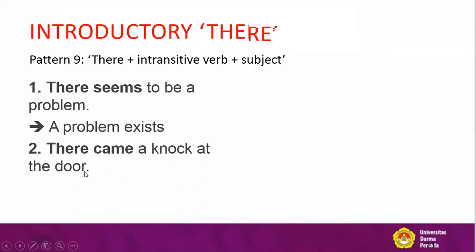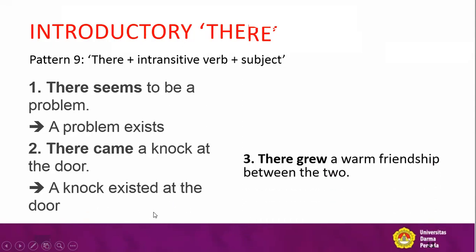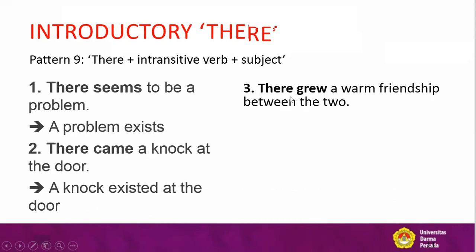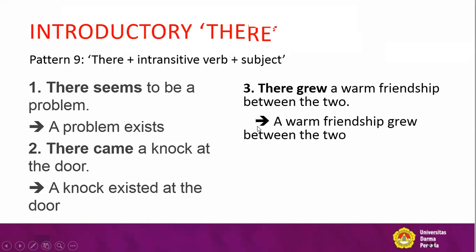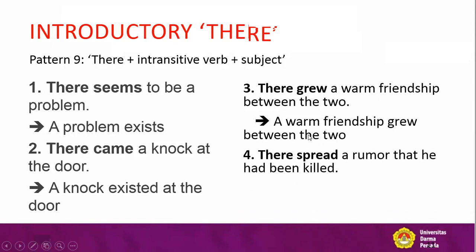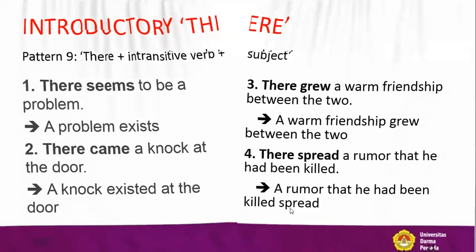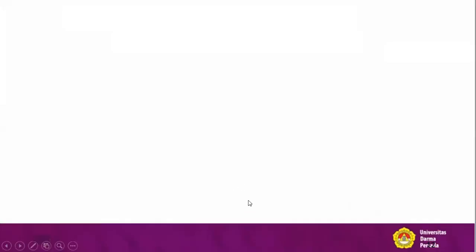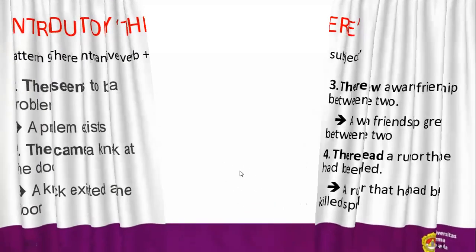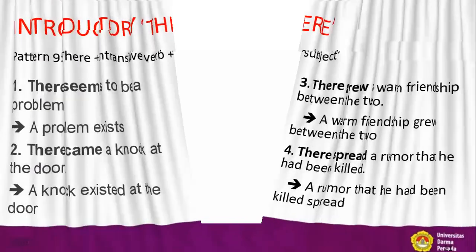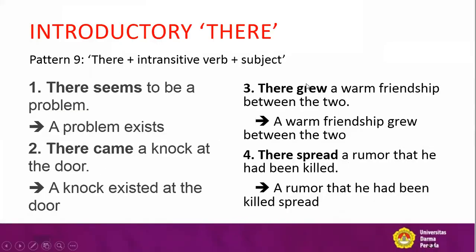There came a knock at the door. A knock existed at the door, or a knock came at the door. There grew a warm friendship between the two. A warm friendship grew between the two. There spread a rumor that he had been killed. A rumor that he had been killed spread. So everybody, what we can say is that seems, came, grew, and then spread are examples of intransitive verbs.